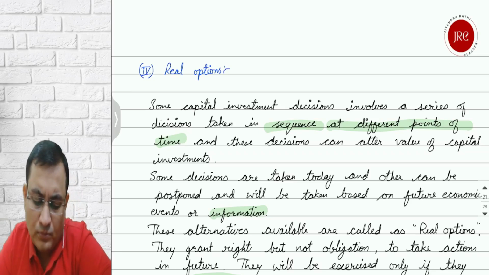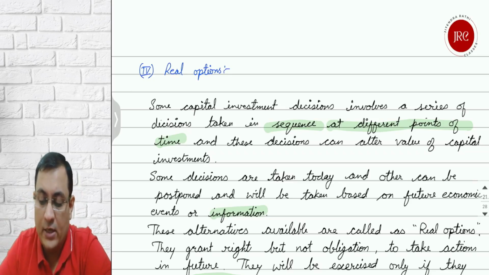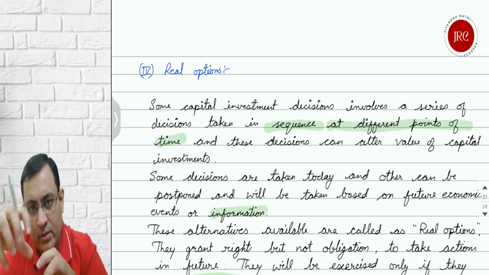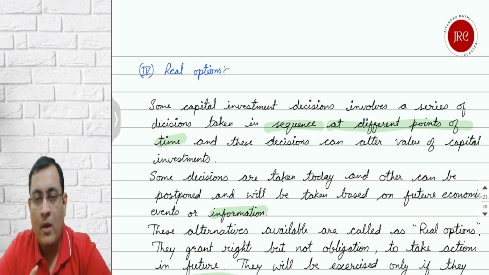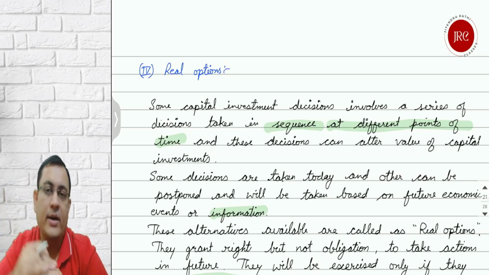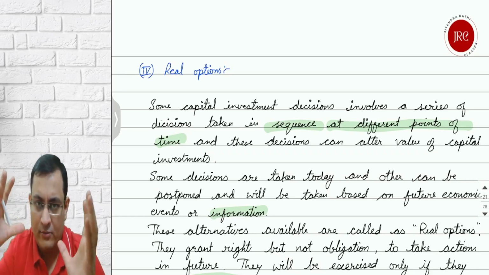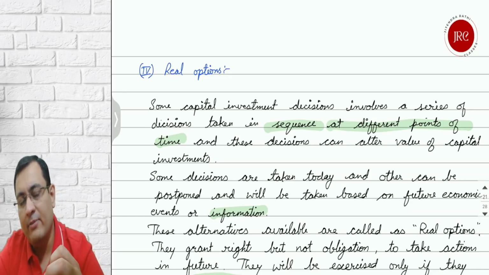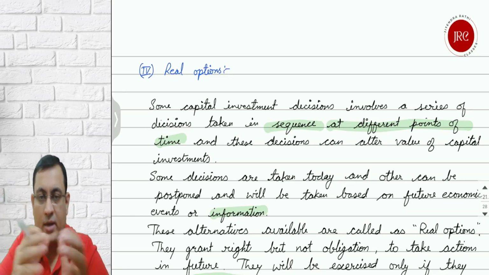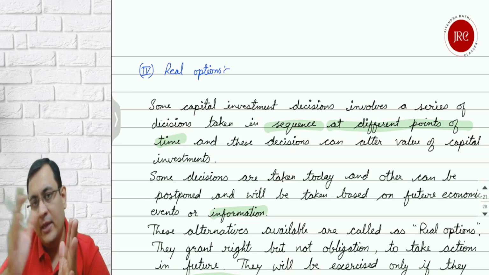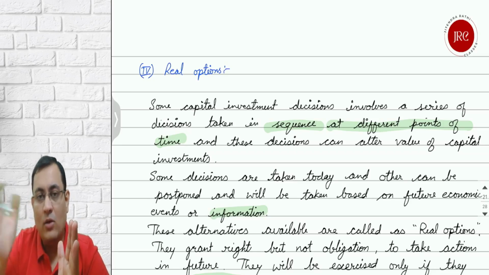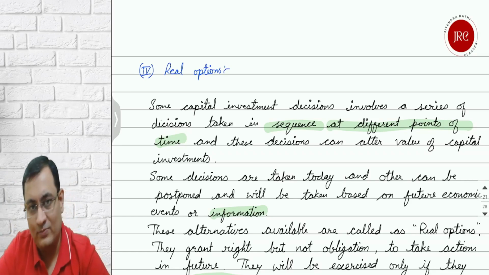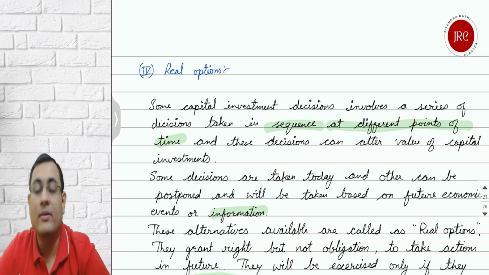So here let's go for the definition part. What it says: some capital investment decisions involve a series of decisions taken in sequence at different points of time. So it means all decisions we need not make at T0, at the beginning itself. The analysis part, what we have already covered in NPV and IRR, everything we have to decide at T0. But what if decisions can be delayed or can be sequenced one after another, and the next decision will be taken only with more information, so better informed decisions will be made?